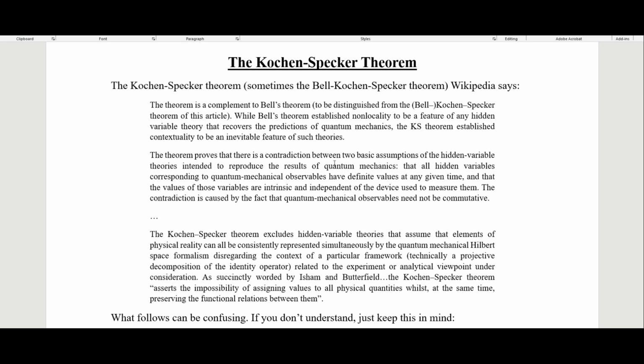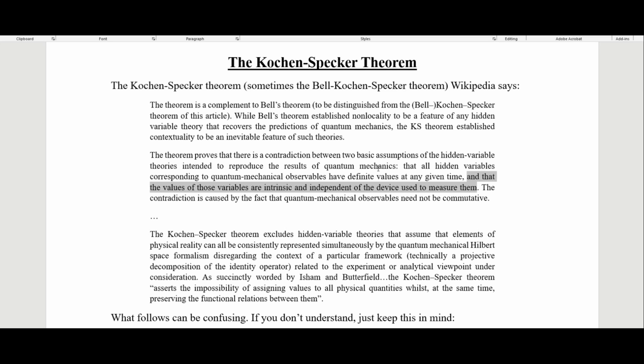to reproduce the results of quantum mechanics: that all hidden variables corresponding to quantum mechanical observables have definite values at any given time, and that the values of those variables are intrinsic and independent of the device used to measure them. This clause right here is talking about contextuality. Contextual being sort of the context of the measurement that you are performing.